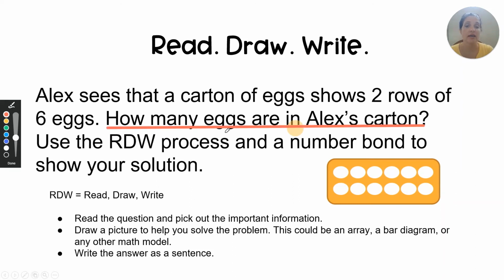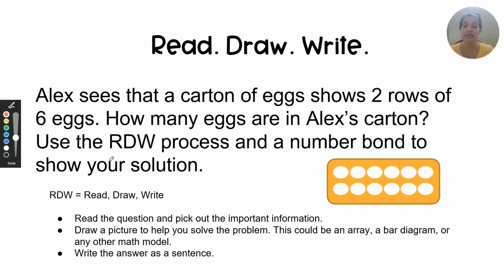So when I am wording my answer, when I'm typing it or writing it out, I want to make sure that I have words from the question. So I don't want to just write a number or just say the answer is. I want to say Alex has so many eggs in his carton. I know that because, and then explain how I got my answer.